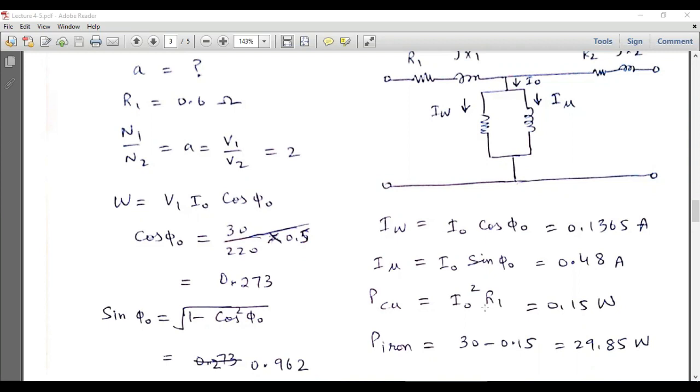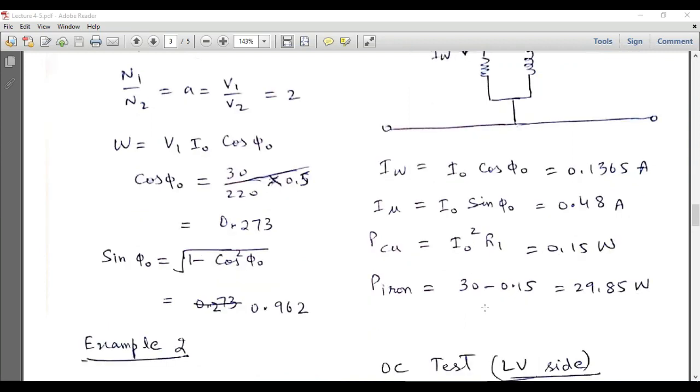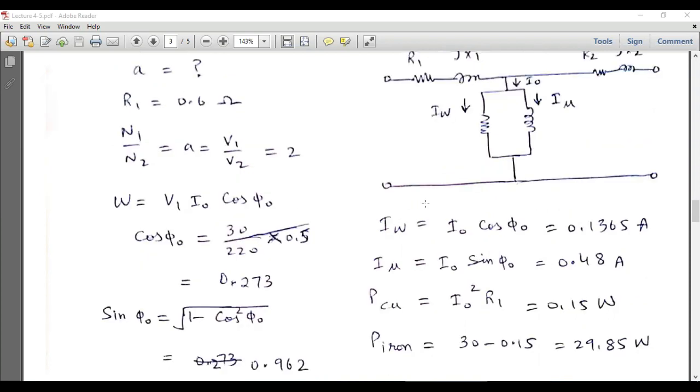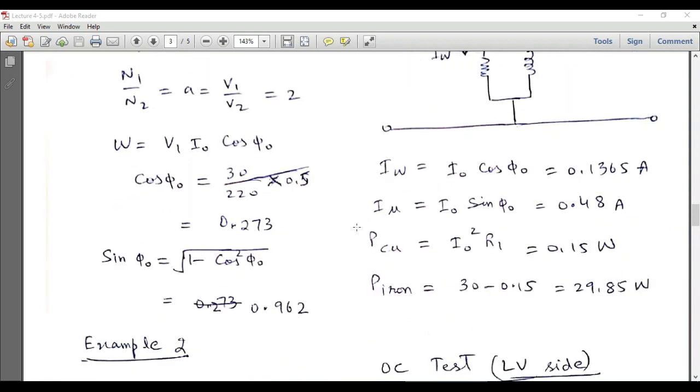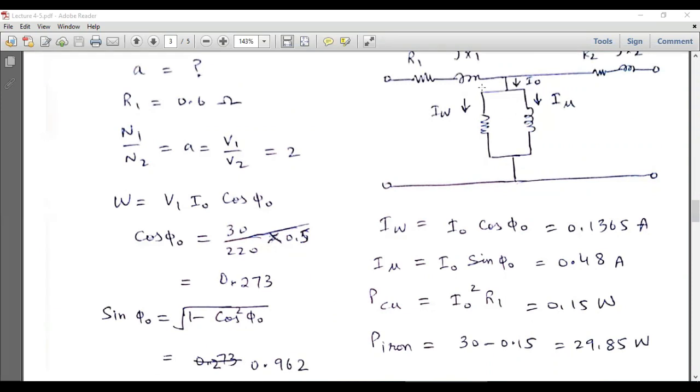So this is a no load test result, and we know that in the open circuit test of a transformer, most of the power is consumed in this magnetization branch, and this magnetization branch actually corresponds to the core losses. So the power which is read by the wattmeter at the primary side will give us the core losses mainly, and in that case the copper losses are negligible.